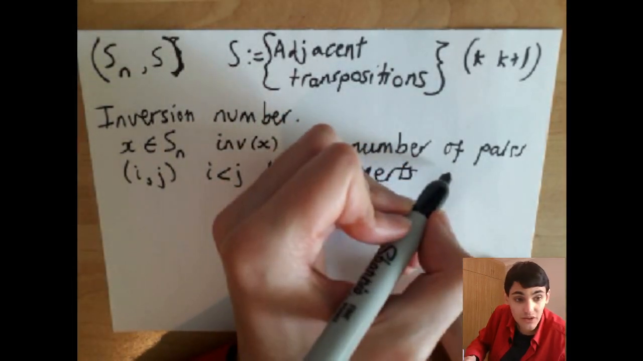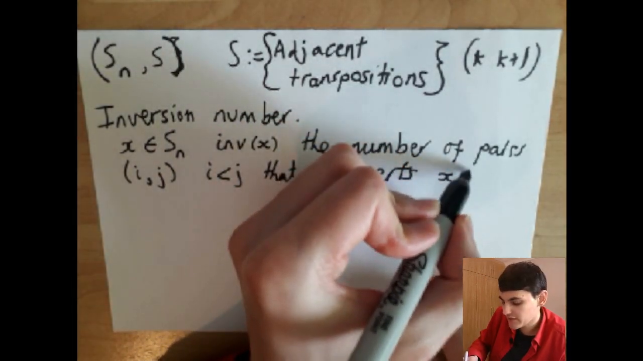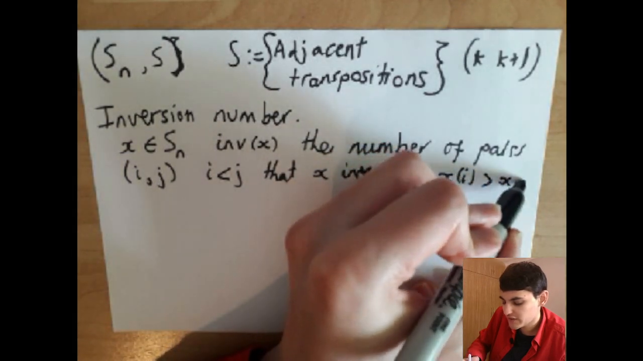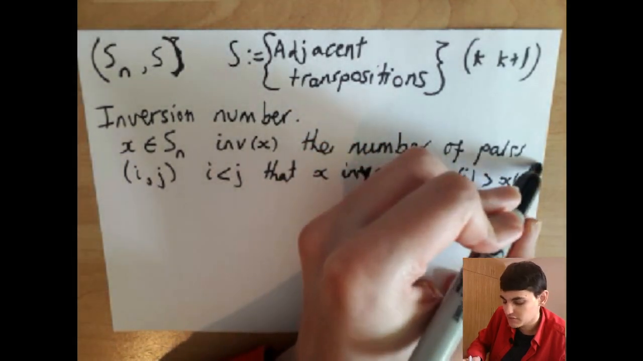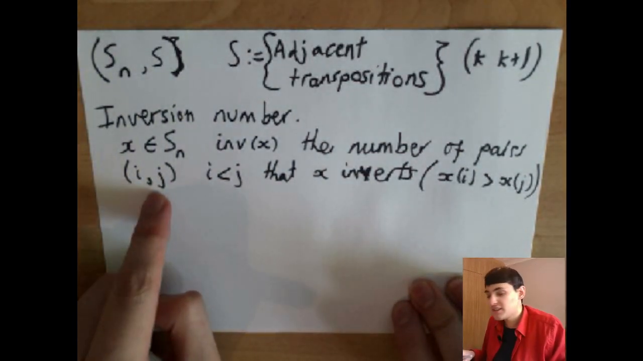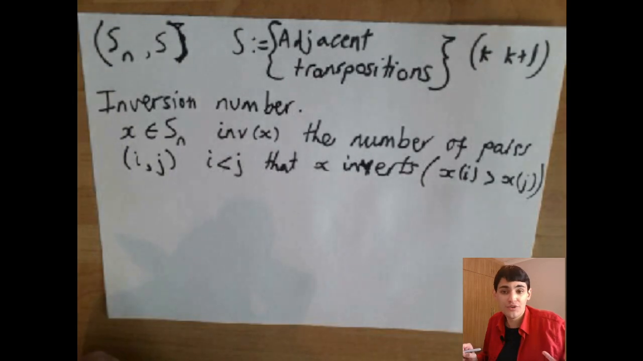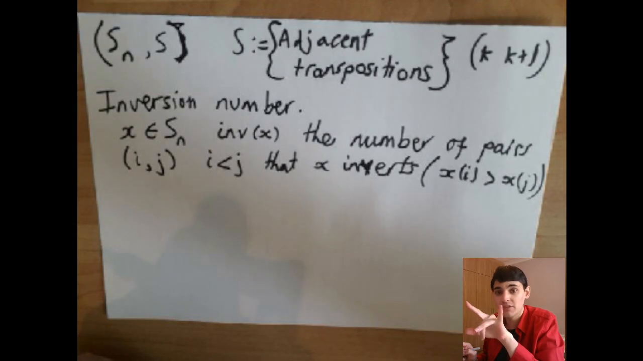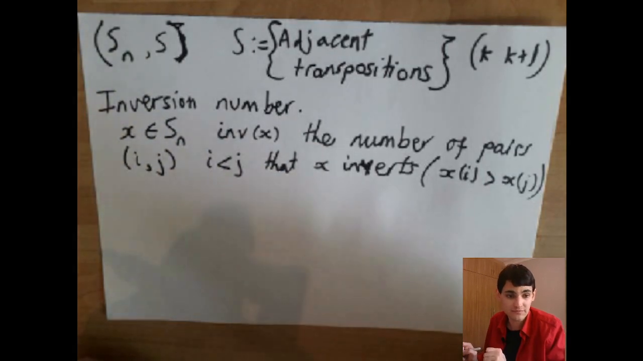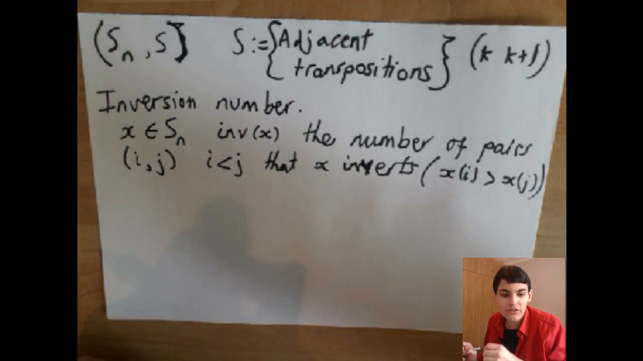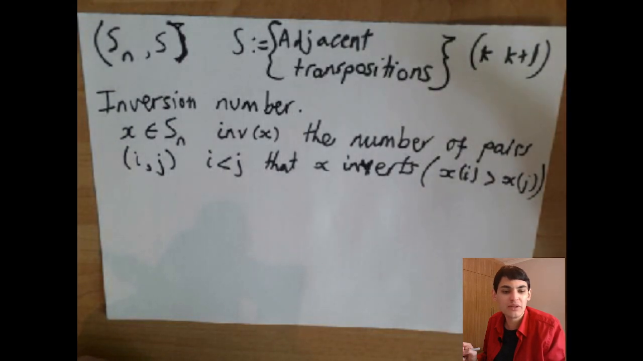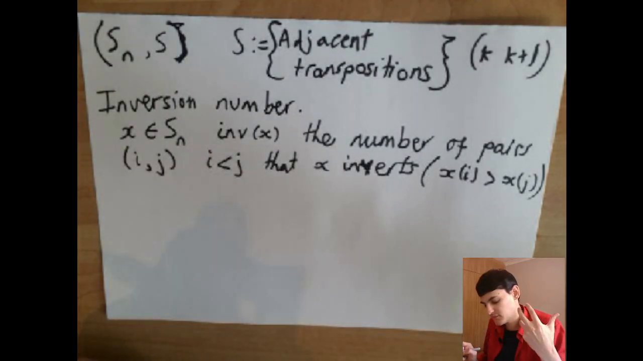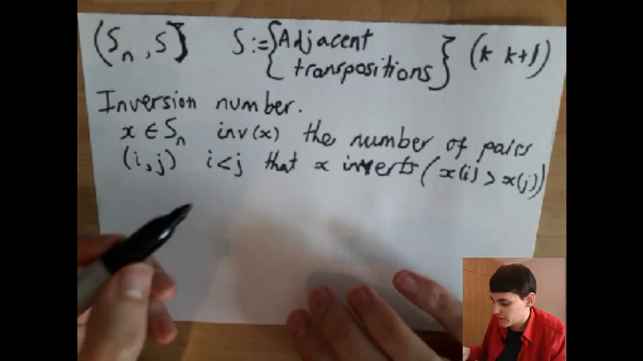So what does that mean? Just x of i is greater than x of j. You've got i less than j here, you send it through x, through this permutation, and you end up with x of i being bigger than x of j. So you swap them over, or not necessarily swap them over, but you end up with something where the sizes are swapped.